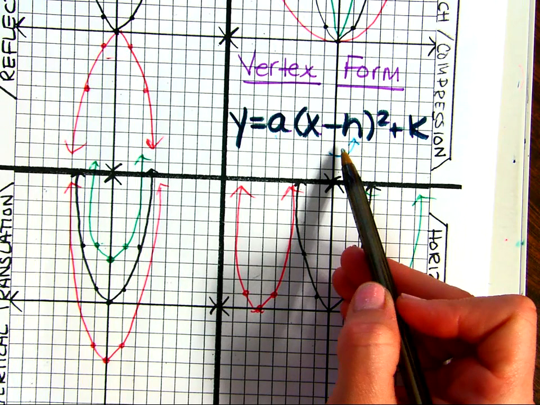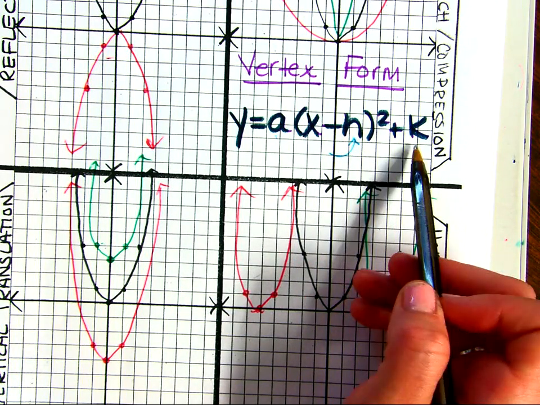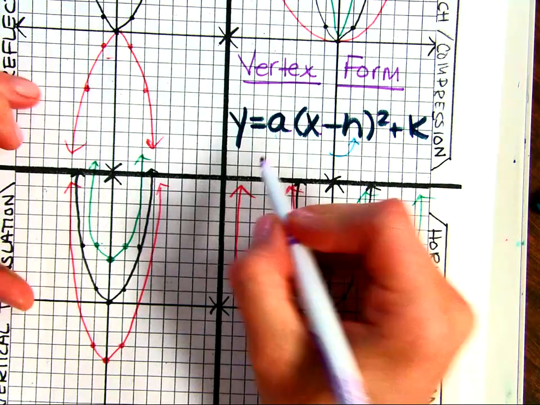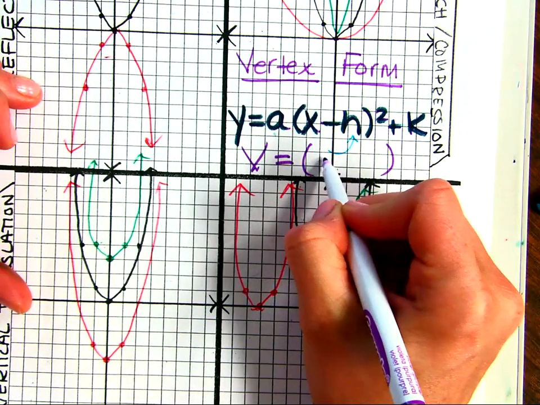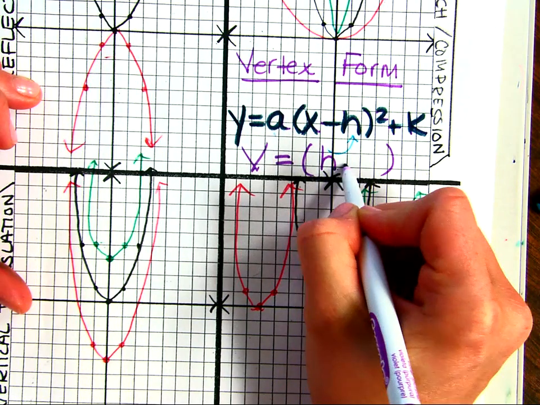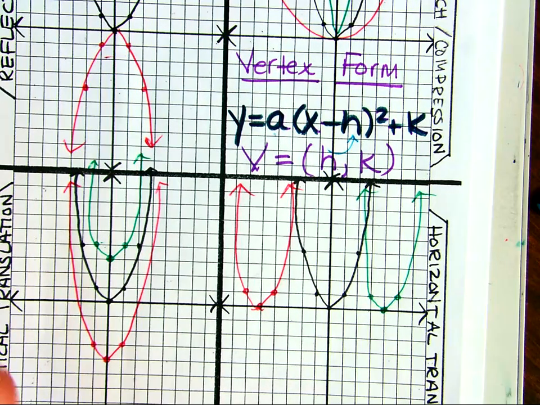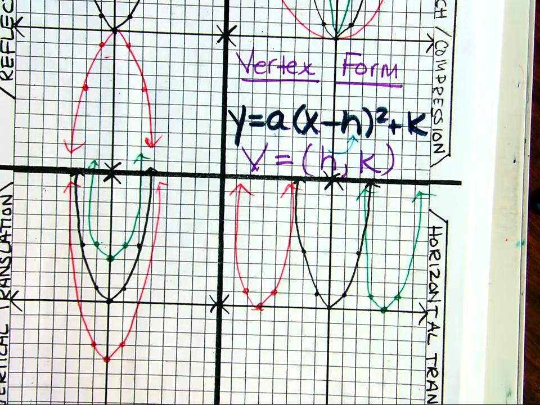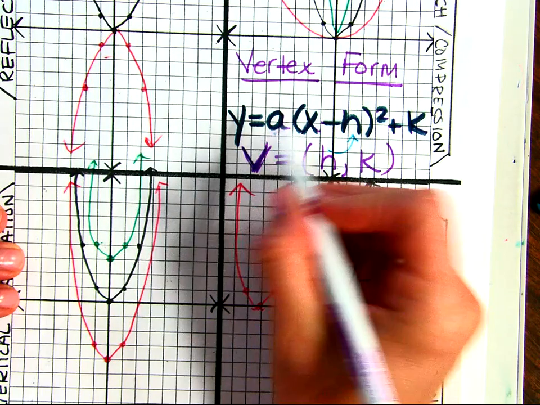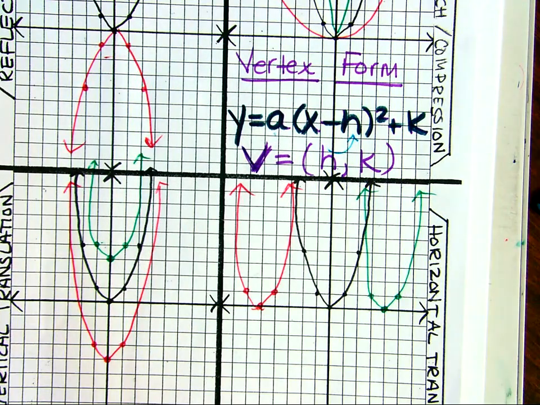Those are really the two things you need. The vertex can be found from taking the H value and the K value. Wait, what's that? Is that an X or a Y? That's a V. Yeah, V for vertex. So when you see V equals H comma K, I'm going to explain what that means right now. And that's really, really important for understanding vertex form.